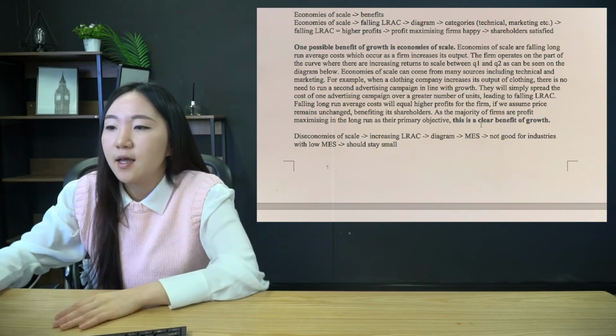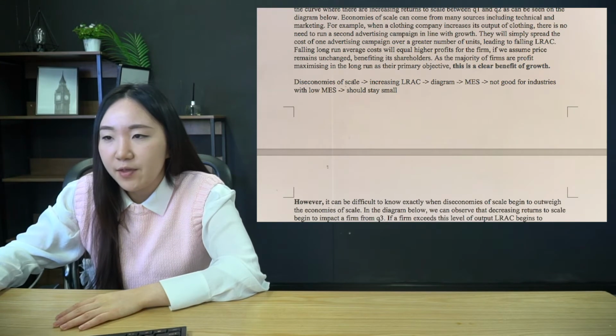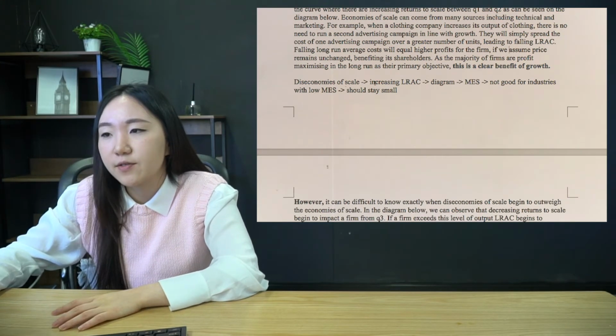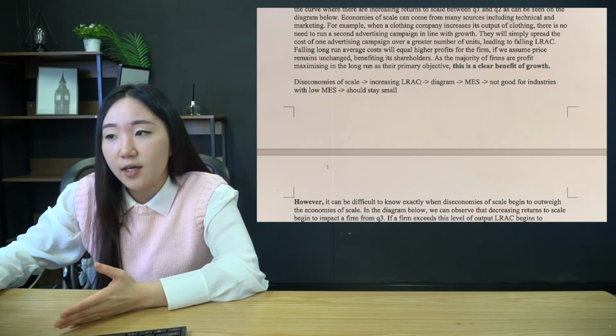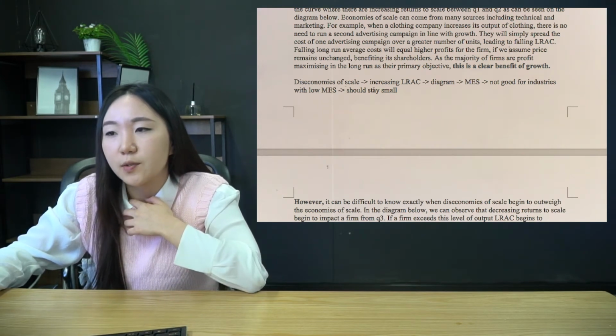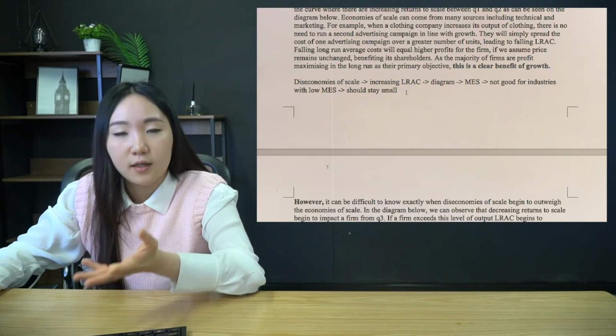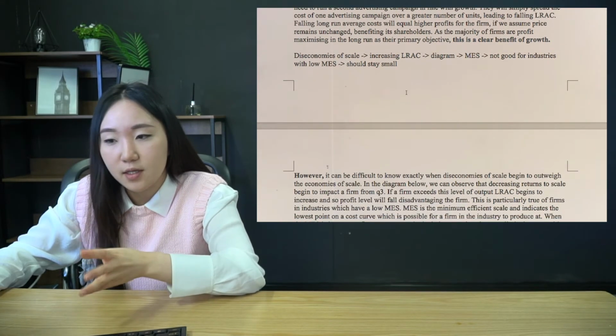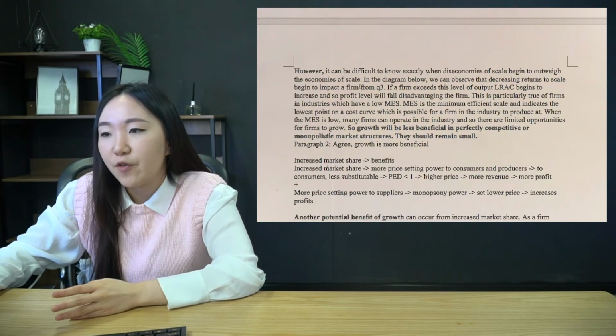Okay, so same thing, I've used my arrow method. So diseconomies of scale, increasing LRAC, leading to the diagram. MES, not good for industries with low MES, should stay small. So again, that's the opposite because the argument was be large. So I've put it in here.